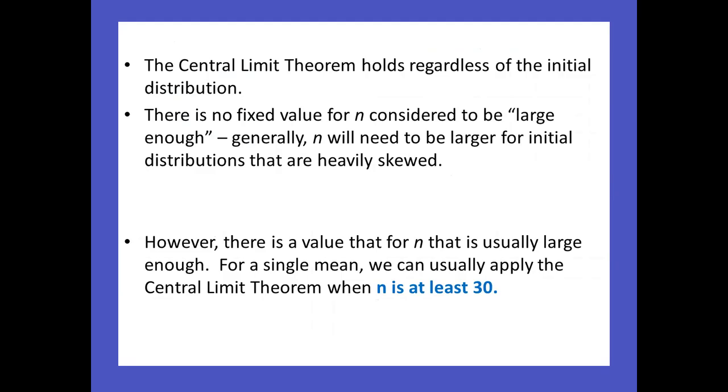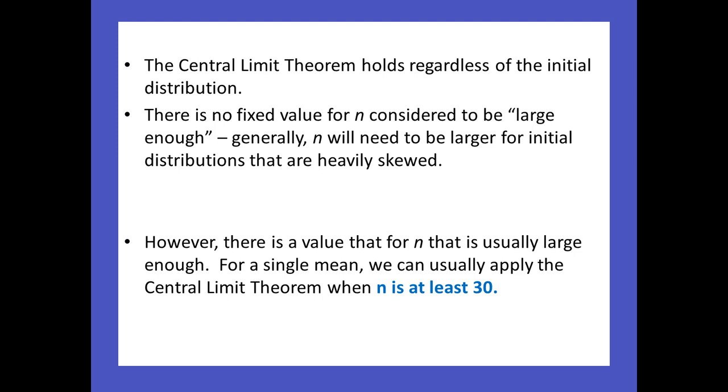Unlike with a single proportion, there isn't a fixed cutoff. And even with a single proportion, you can argue that it's not fixed, but it is based on whatever p is, because you just need n times p and n times 1 minus p to both be at least 10. There isn't a rule like that here. Generally, if you have a really crazy looking initial distribution, you're going to need something kind of big. And if you're starting off with something that's almost symmetric to begin with, you probably don't need a very big sample size.